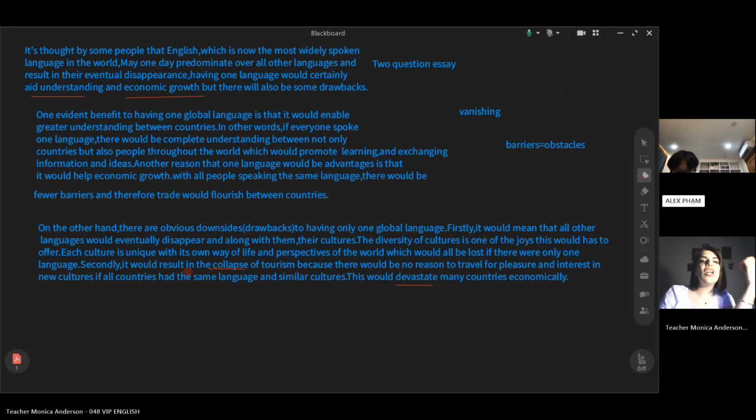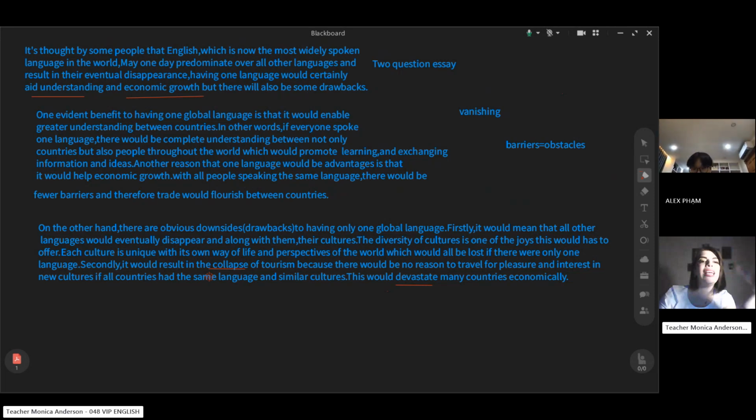Secondly, it would result in the collapse, like destruction, of tourism, because there would be no reason to travel for pleasure and interesting new cultures if all countries had the same language and similar cultures. This would again devastate many countries economically. So we are really close, and I liked the way that you wrote. That was really good. Excellent.